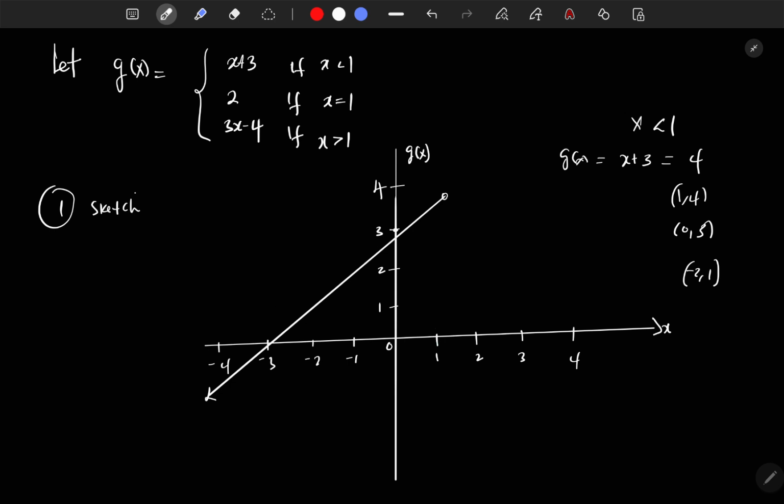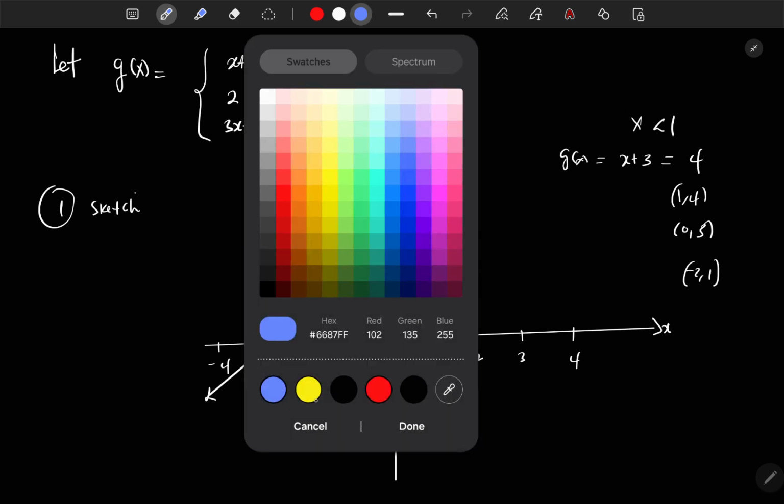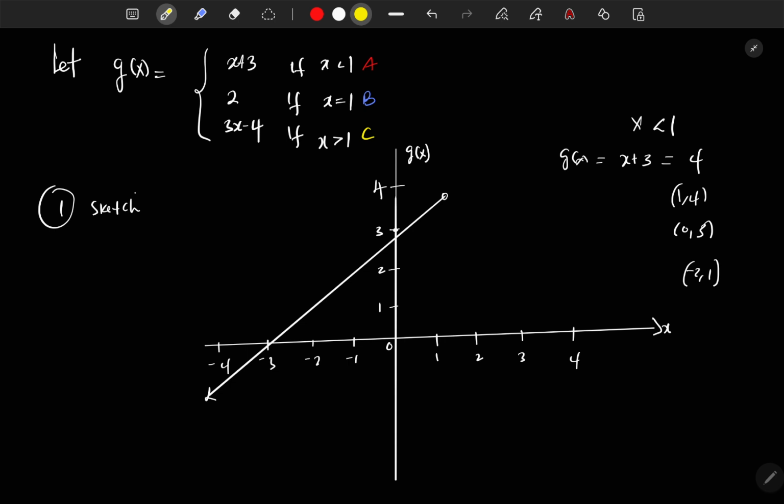Let me label them by colors: A, B, and let's label the other one with C. So this one here is our A. Now let's go to the next one. The next one is B.